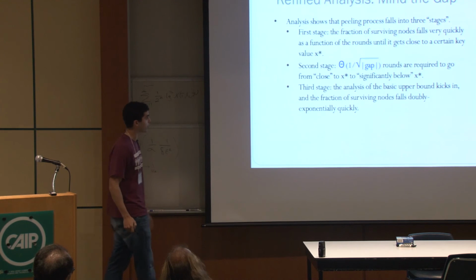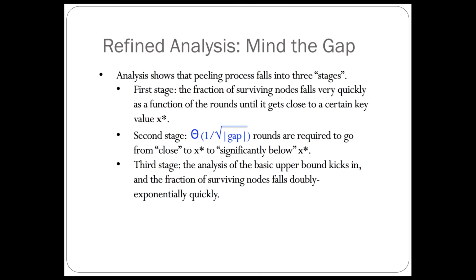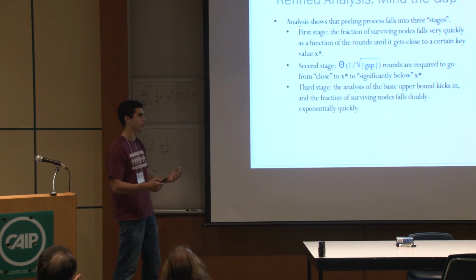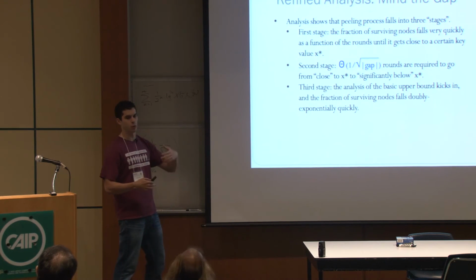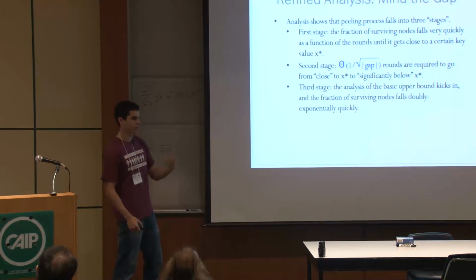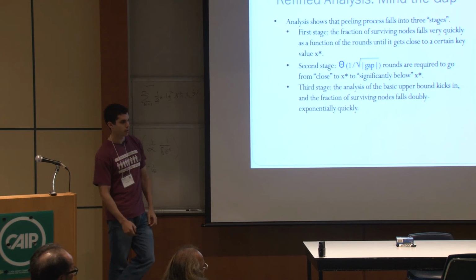So just to summarize, there are 3 stages that the process goes through. The first stage, you fall very quickly until you get close to some quantity. In the second stage, you take a long time. This is where the 1 over square root of gap from the threshold comes in, and you make very slow progress, but you then get below this bottleneck, and that's when the original analysis kicks in, and you fall doubly exponentially quickly. So if you remember in the original analysis, I said it takes constant rounds to get below 1 over 2 times this constant that went into the analysis there, and only then do you start falling doubly exponentially quickly.